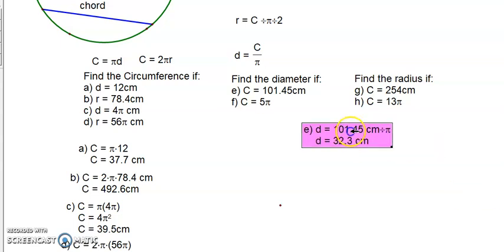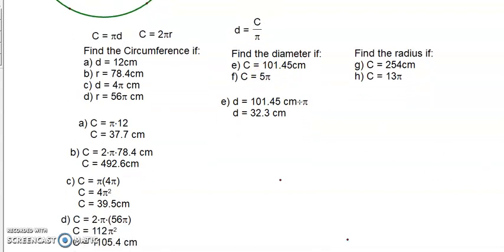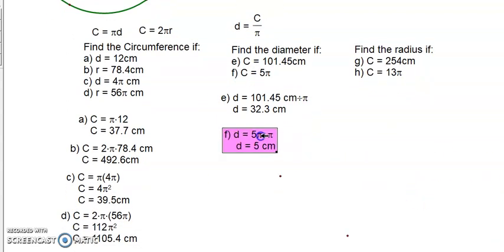So for E, diameter is my circumference, 101.45 divided by pi. So 100 divided by 3, that's about right. Okay, so F, same thing. I use the same formula. I know the circumference is 5 times pi, divided by pi. So I can estimate what this is going to be. 5 times 3 divided by 3. Well, that's 5, right? So it's just 5. So 5 times 5 pi, that's my circumference, divided by pi to get my diameter. So the pi's cancel out. I'm left with 5.